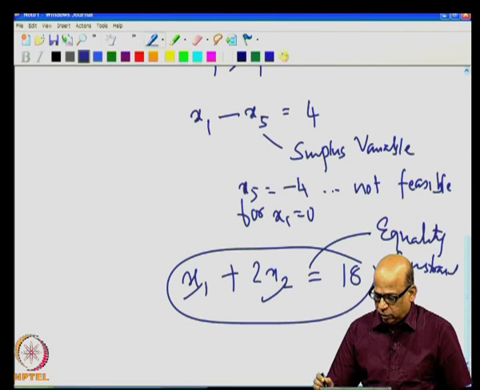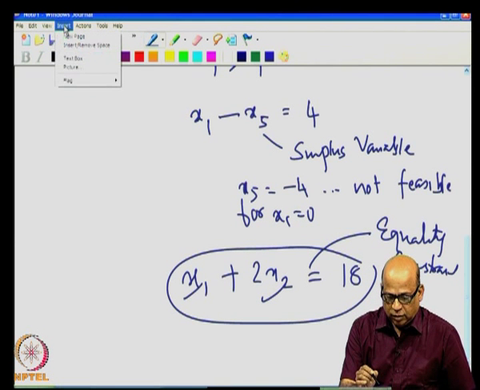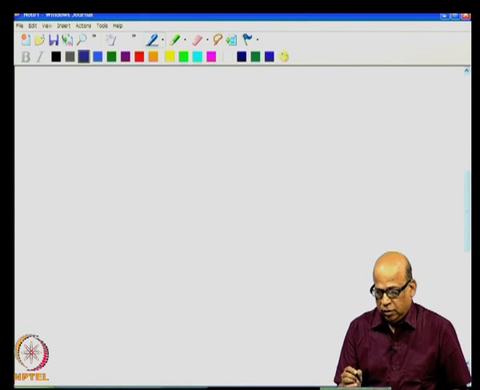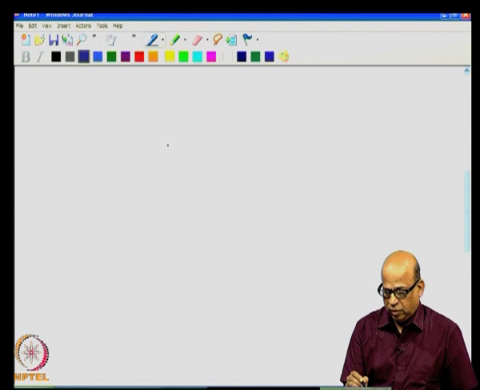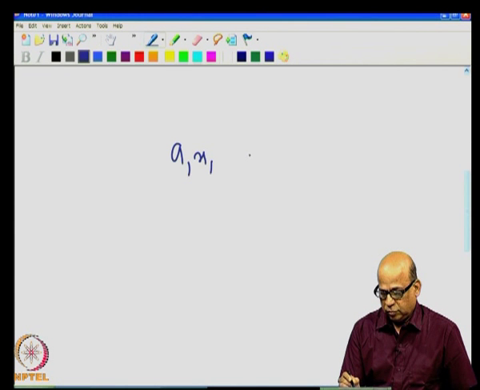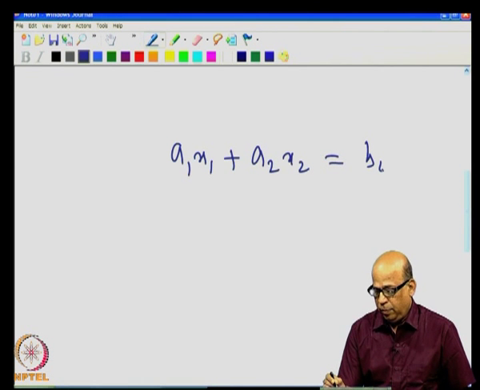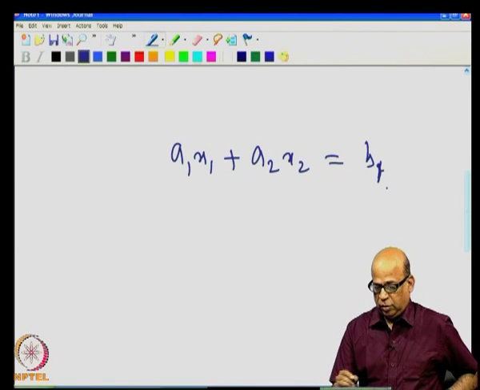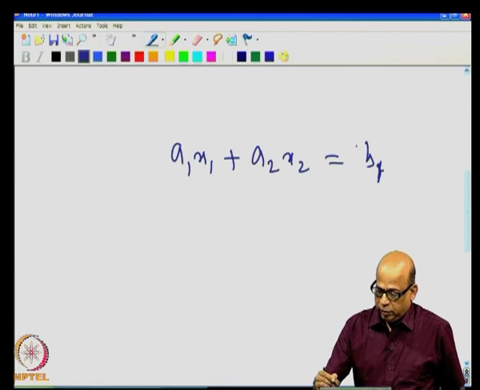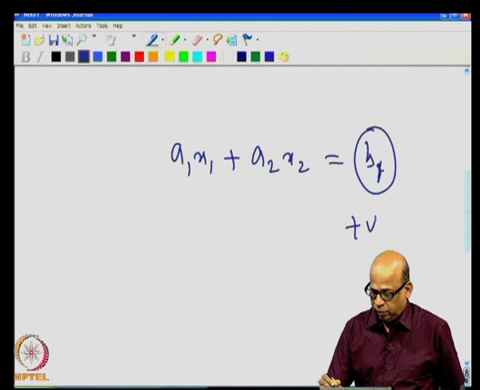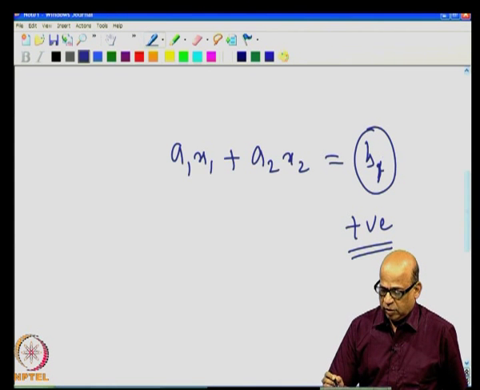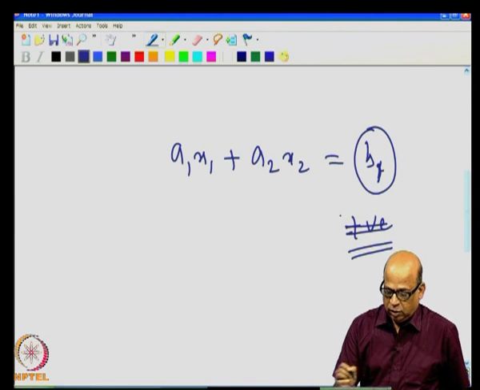There is one more aspect that you must remember, is that when I said that you start with an initial basic feasible solution, always you write, let us say, a1 x1 plus a2 x2 is equal to b1, let us say. This is one of the constraints. You must look at this sign, this must be positive, only then you will get the initial basic feasible solution, or I will say non-negative, we will call it non-negative.